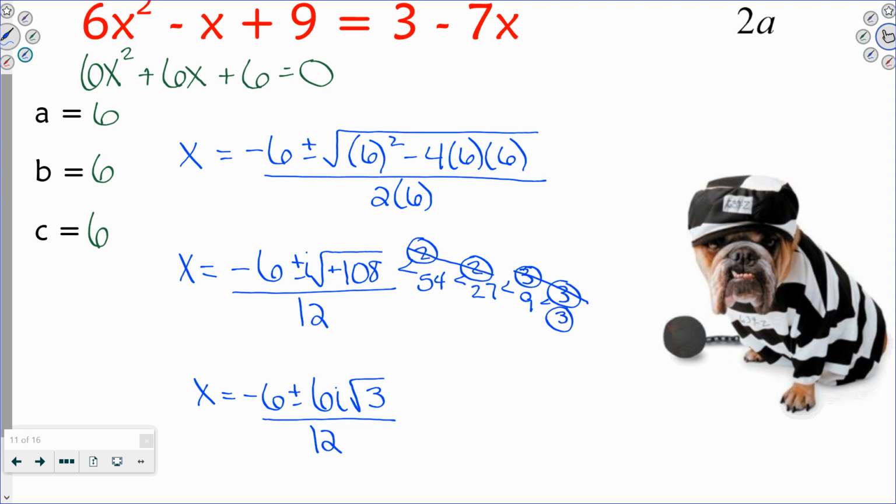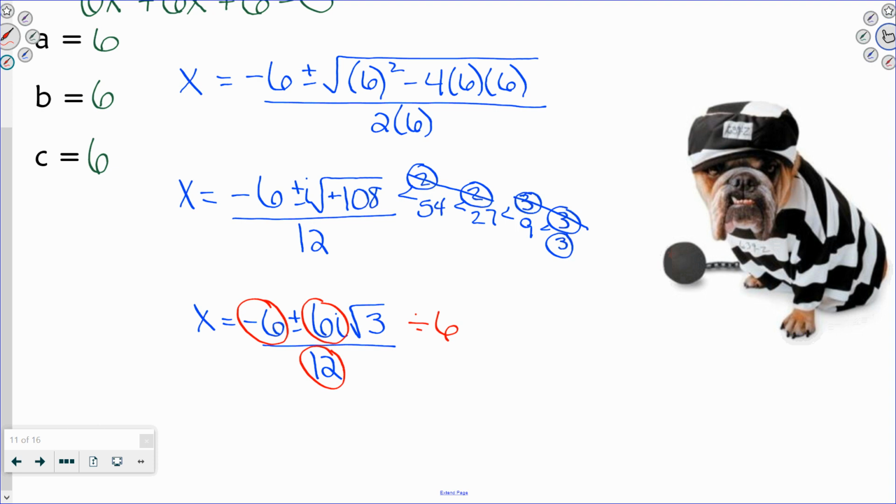And then all 3 numbers. Can I divide all 3 numbers by something? 6. Should I divide under the radical? No, never. I'm going to end up with 2 1s on the top. Which one do I need? Good, I need that negative 1 first. Negative 1 plus or minus, do I need that one? Nope. i radical 3 all over 2.